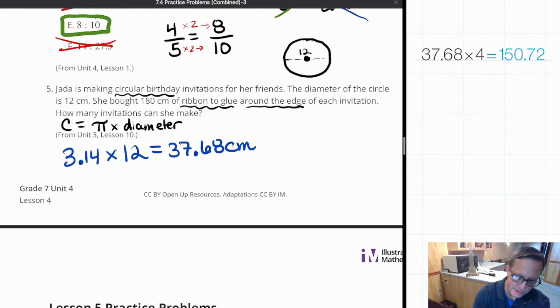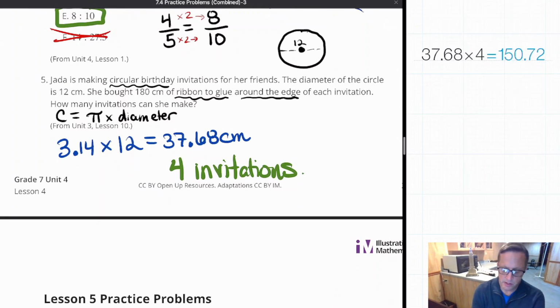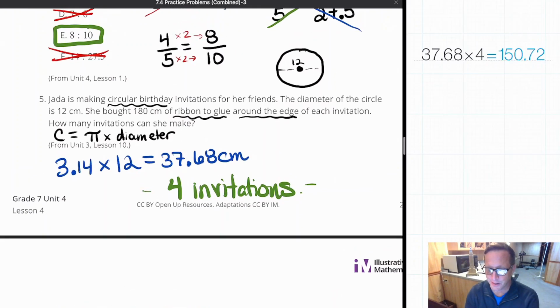So 4 invitations, which is good because that's all Jada has. She only has 4 friends. All right, no, I don't know that. She's probably going to need more invitations. Maybe she only has 4 friends. That's okay. It's okay to have that. All right.